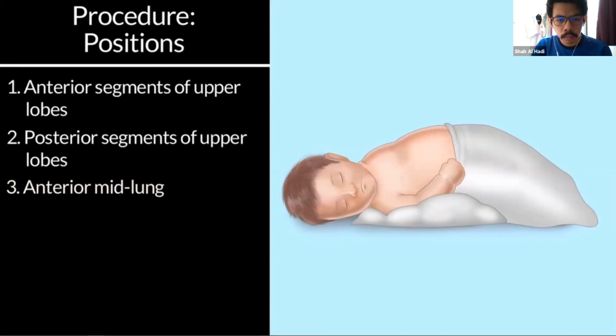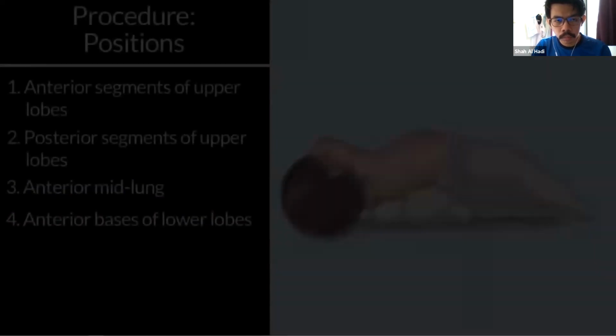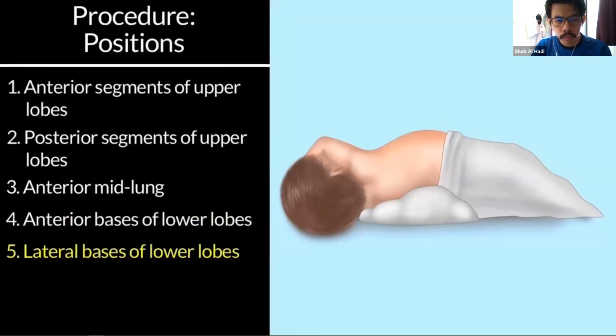I'm going to remove her pillow now to help get a better position. And now I'm going to try to do the chest BT in the anterior bases of the lower lobes. I'm going to percuss below the axilla over the lower ribs, followed by some upward vibration, and repeat on the left side. Now you'll go ahead and work on the lateral bases of both sides.